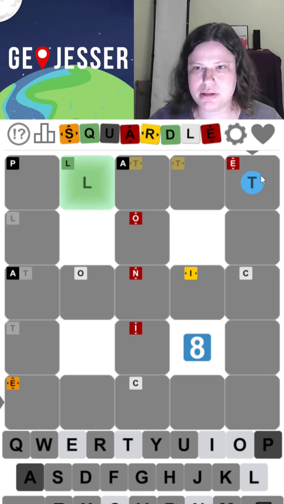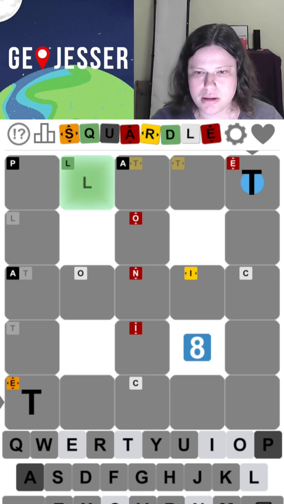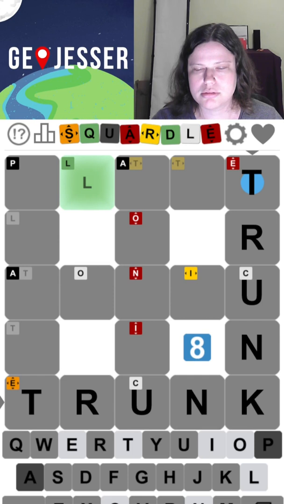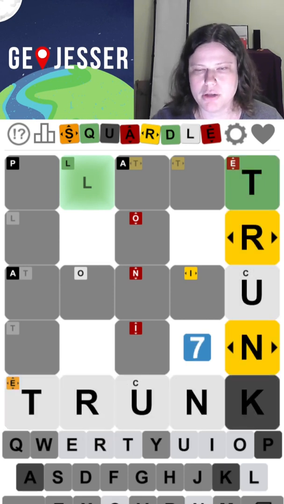So now we're going to do the right-hand column and the bottom row. And since I'm pretty sure there's a T there, I'm going to go ahead and try to fill it in. How about, I haven't tried R yet, that might be useful. Trunk. Why not? Okay, yeah, the T is there, so that was good.